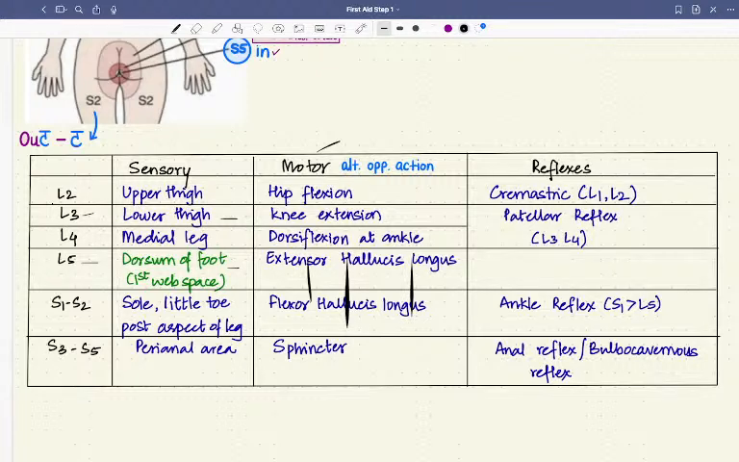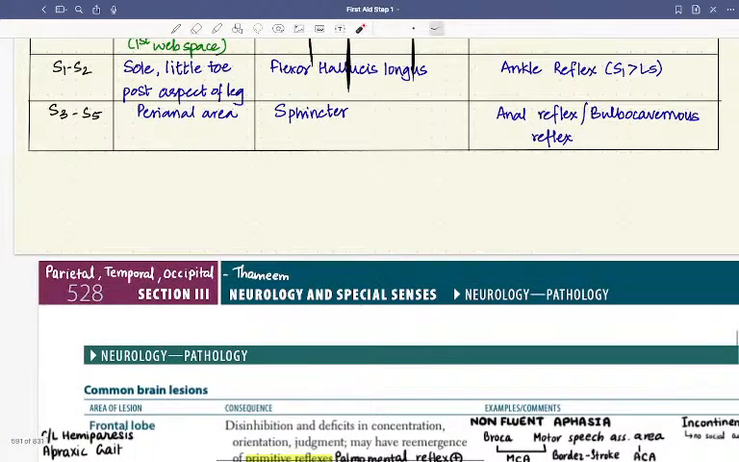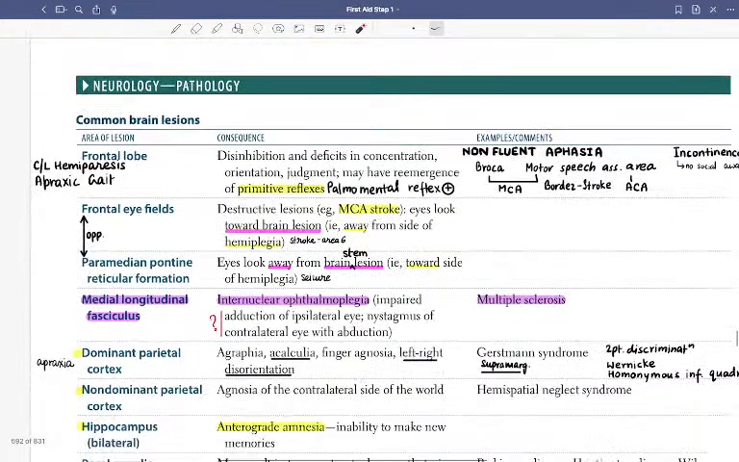So we had the BCR, bulbocavernosus reflex. So B was supposed to be S2 because it's the second letter. So B, C, S3, R, 4. Okay, so that is done.